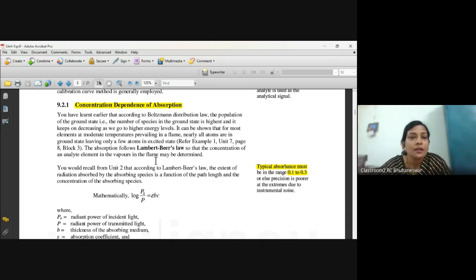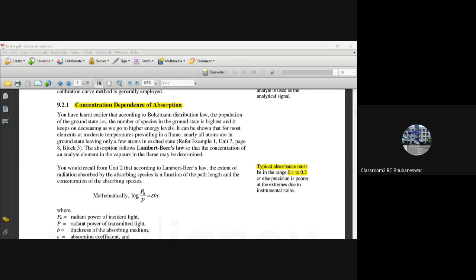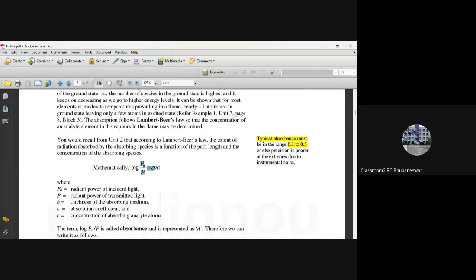Okay, fine. So let's move to the concentration dependence of absorbance. We have already studied absorption spectroscopy, where we had already discussed Beer-Lambert's law. So here, this mathematical expression of Beer-Lambert's law, here also for atomic absorption spectrometry, we are going to follow this Beer-Lambert's law.